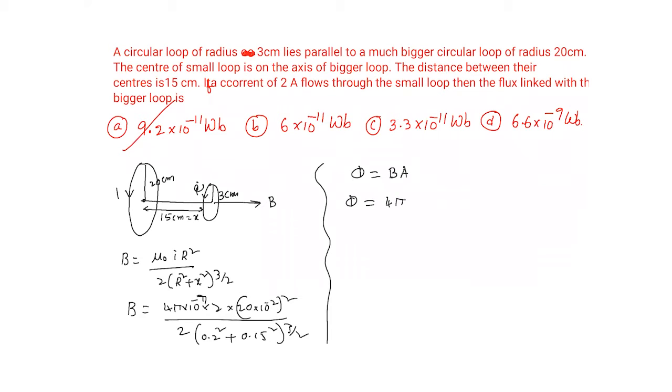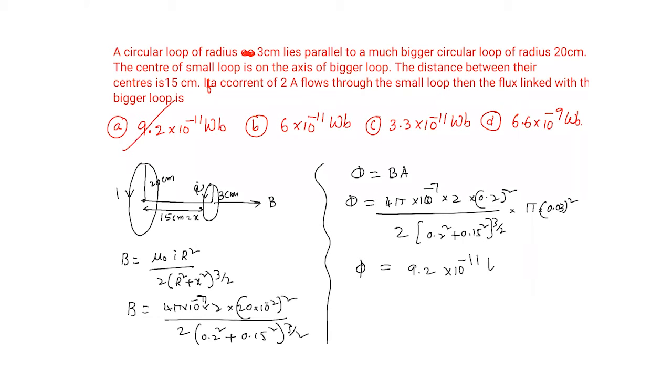So 4 pi into 10 to the power of minus 7, into 2 into 0.2 whole square, divided by 2 into (0.2 square plus 0.15 square) whole power 3 by 2, into pi r square. Pi into r value, the radius of the smaller one, 0.03 whole square. So if you simplify, we'll get flux to be 9.2 into 10 to the power of minus 11 Weber. Copy that, children.